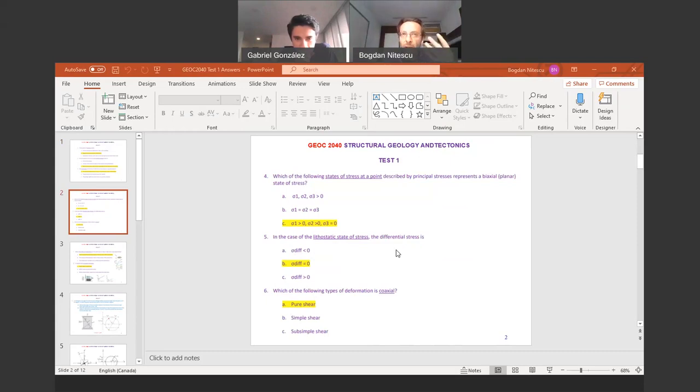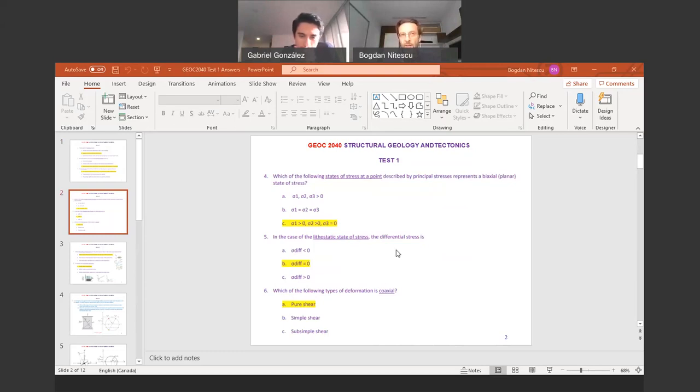In the case of the lithostatic state of stress, the actual stress in all directions is the same. You don't have a certain direction where you have a larger stress, so you don't have differential stress. It's just a matter of definition of the term lithostatic. We need a word to define this state of stress because it exists. It's similar to hydrostatic and aerostatic stress, but we use the word lithostatic in rock. Then you don't have differential stress.